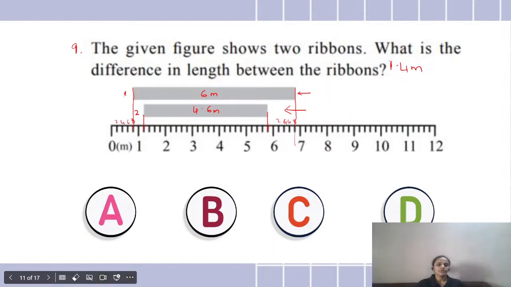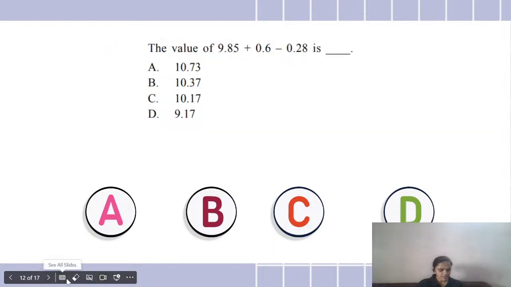Okay, all right, cool. So let's move on to the next question. What is the value of 9.85 plus 0.6 minus 0.28? That is what you have to find out. I'm sure this is very easy. You simply have to add, subtract, and find out the answer. So the options are given.